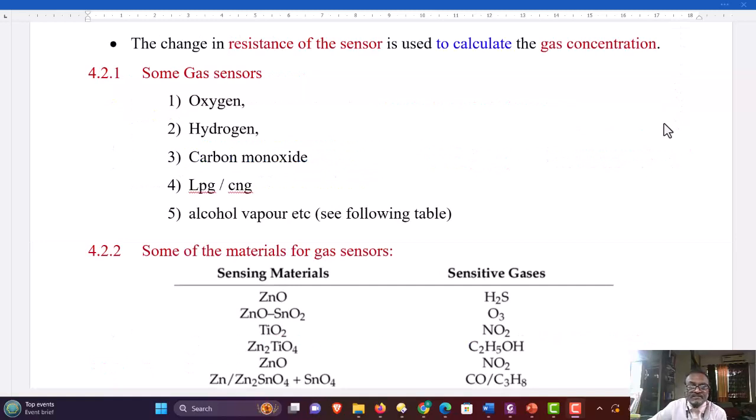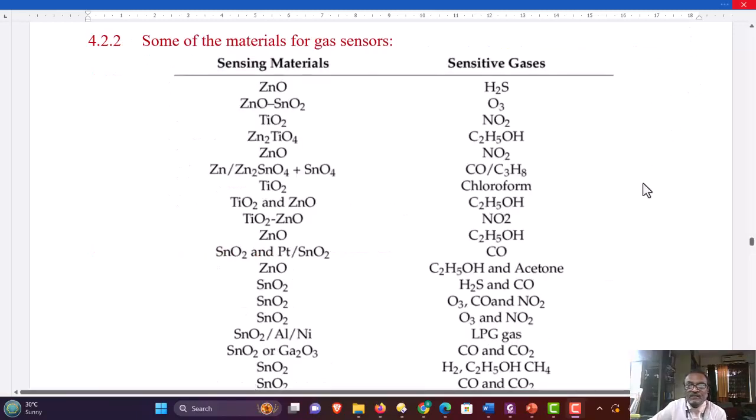Some of the gas sensors are oxygen gas sensors, hydrogen gas sensors, carbon monoxide sensors, LPG and CNG detecting sensors, alcohol vapor sensors. Carbon monoxide sensors are quite common in the exhaust carbon monoxide detection in the vehicles we are observing in our day-to-day life. The following table lists some of the common materials used for the gas sensors.